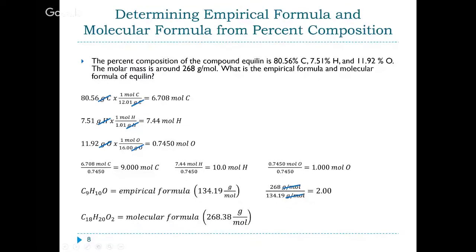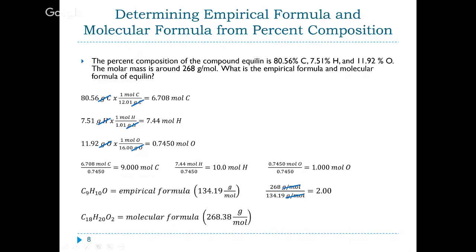Now, to find my molecular formula, I'm going to divide my empirical formula mass into my given molecular formula mass, my molar mass of this particular compound. So 268 grams per mole divided by 134.19 grams per mole equals 2.00. So now I take that number and I multiply through my empirical formula value to get my actual compound. So it's C18H20O2. My true formula mass, or molecular formula mass then, is 268.38 grams per mole.